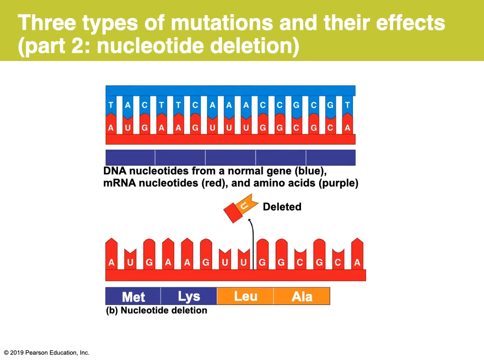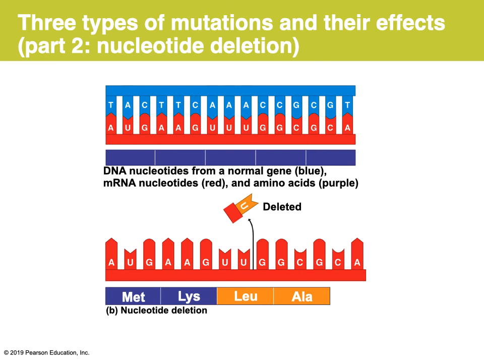Now, where things can get really rough is when you are talking about deletions and insertions. So in this case, you have the DNA nucleotides from the normal gene in blue, the mRNA nucleotides in red, and the amino acids that they represent in purple. So in this case, what you're going to do is snip out one of the messenger RNA nucleotides.